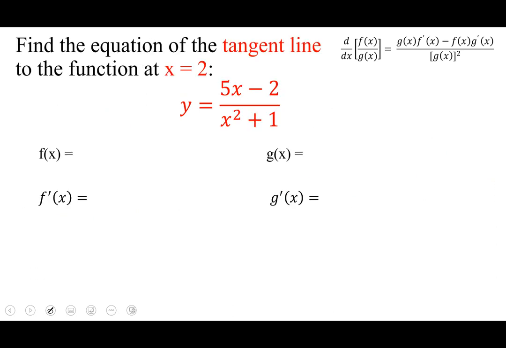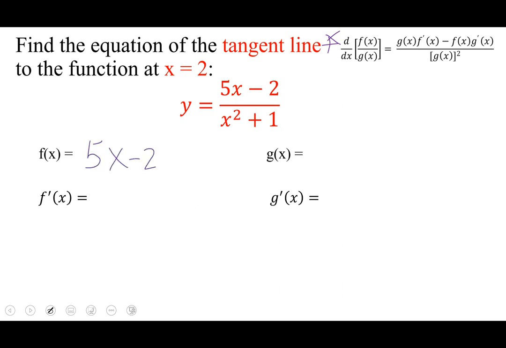Our final problem of the day, we're going to find the equation of the tangent line to this function at x equals 2. Notice that here I clearly have a quotient, which means I have to use the quotient rule. And notice that I have a linear function in the numerator and a quadratic function in the denominator. So this is already going to escalate a bit. And then we can't forget to actually take the derivative and then find the equation of the tangent line. So let's go ahead, as always, by making our little key.